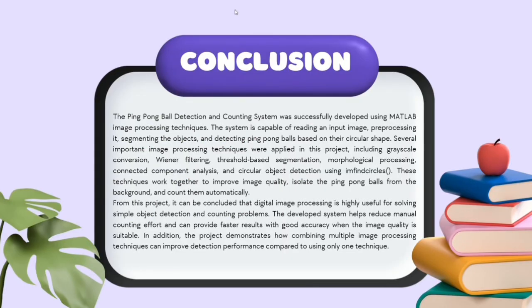In conclusion, we successfully developed a ping pong ball detection and counting system using MATLAB image processing techniques. The system performs several key operations, reading an input image, preprocessing it through grayscale conversion and Wiener filtering, segmenting objects using threshold-based segmentation, refining the results with morphological processing and connected component analysis, and finally detecting circular objects using imfindcircles. This project demonstrated that digital image processing is highly effective for solving object detection and counting problems.